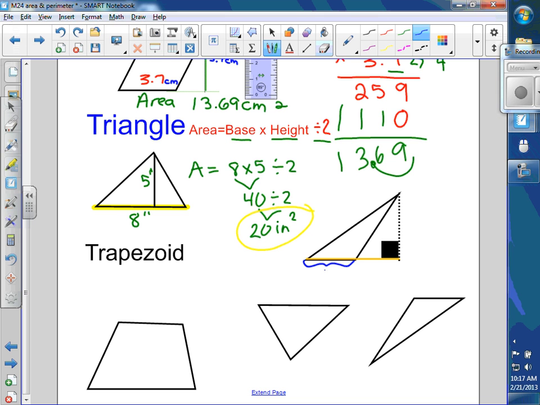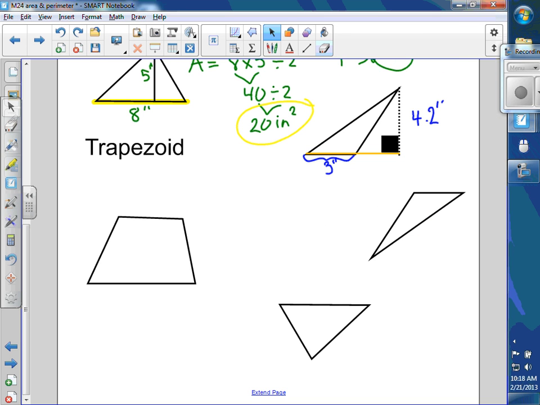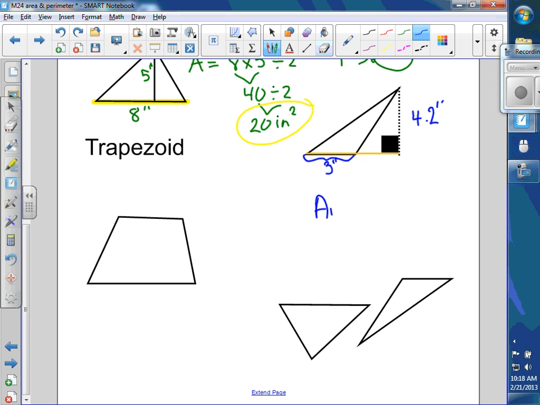So maybe that is 3 inches and this is 4.2 inches. To get the area of this, you would do 3 times 4.2 divided by 2. So what's 3 times 4? And what's 3 times 0.2? So this is 12.6 divided by 2, 6.3. So the area is 6.3 inches squared.